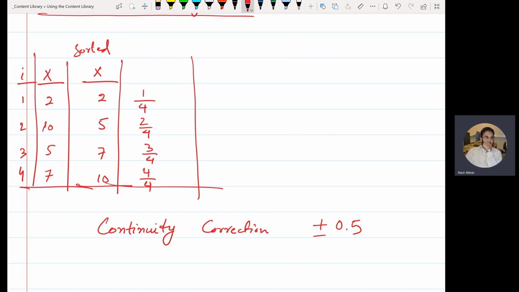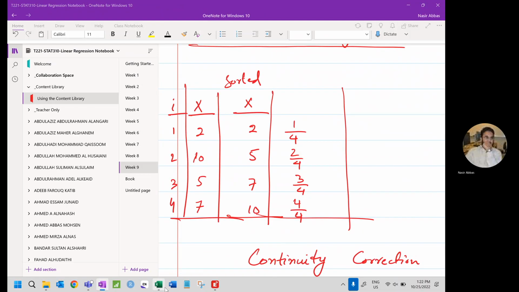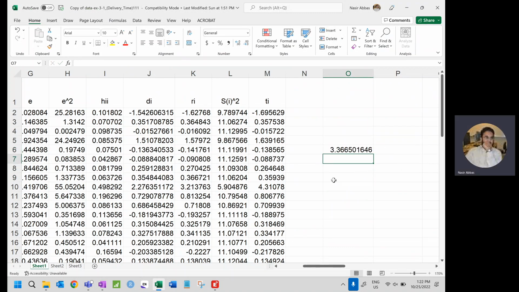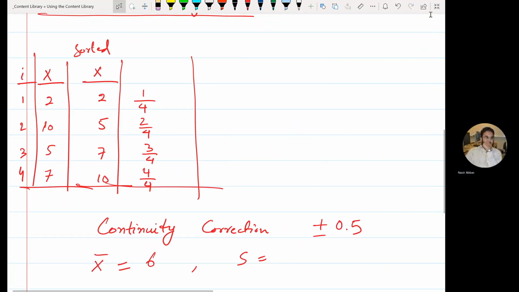What is the mean of the data? Can anyone calculate and let me know? 2 plus 5 plus 7 plus 10 over 4. 6. What is the standard deviation of the data or the variance? Let's say 3.37.